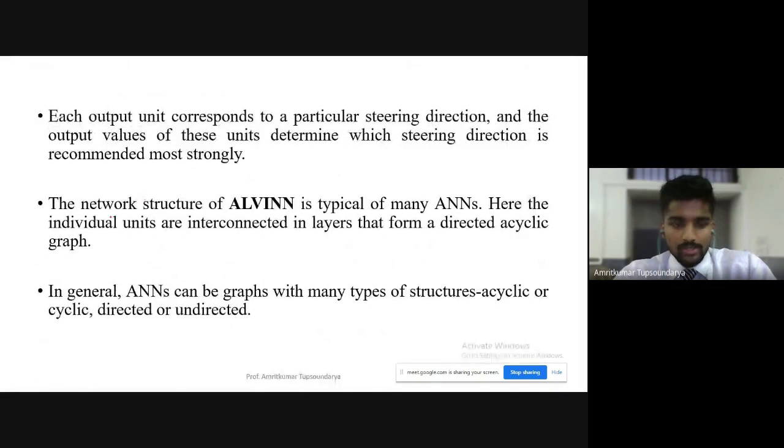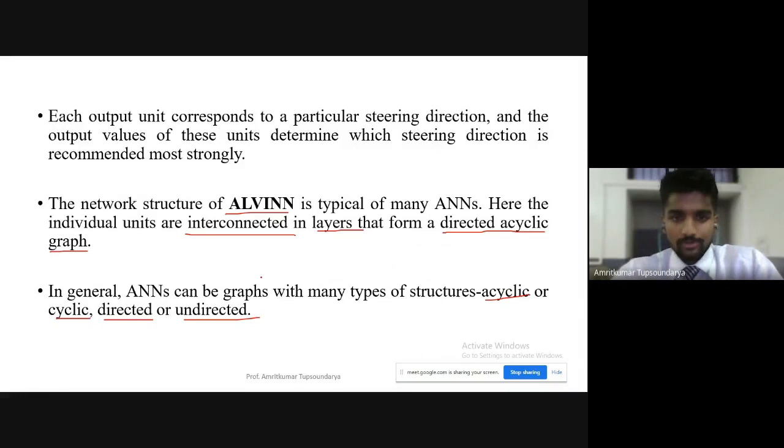And as I said, the network structure for ALVINN is the typical structure we have seen here. In this case, we have individual units which are interconnected in layers, and they form a directed acyclic graph. In general, artificial neural networks can have graphs with many different types of structure, acyclic or even cyclic, directed or undirected.